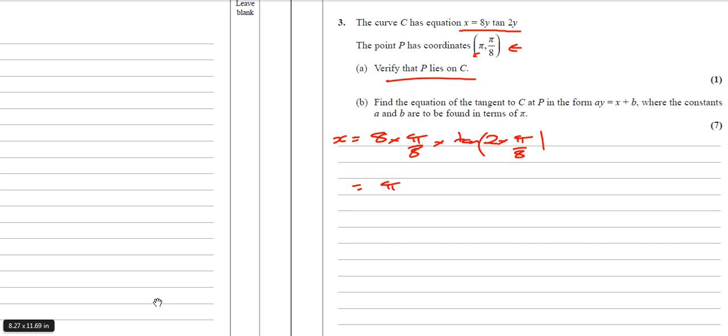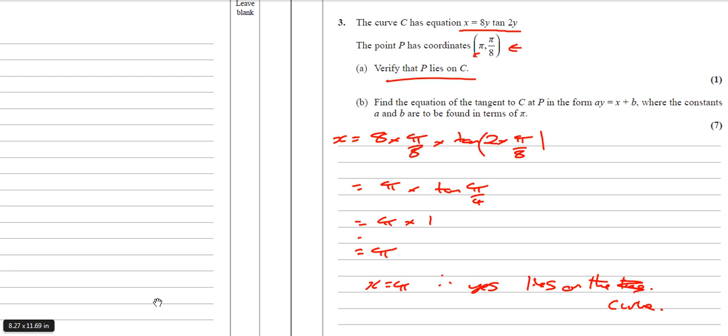That equals pi times by tan of pi over 4. So tan of pi over 4 is going to be 1, which equals pi, and x equals pi, so therefore, yes, P lies on the curve. Now find the equation of the tangent at P in that form there, where the constants a and b are to be found in terms of pi.